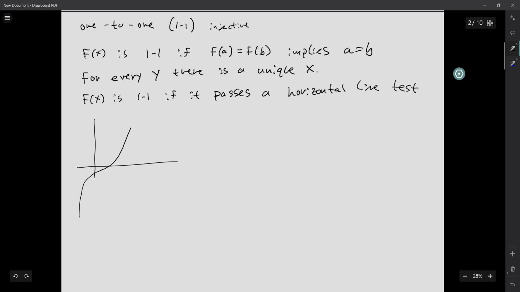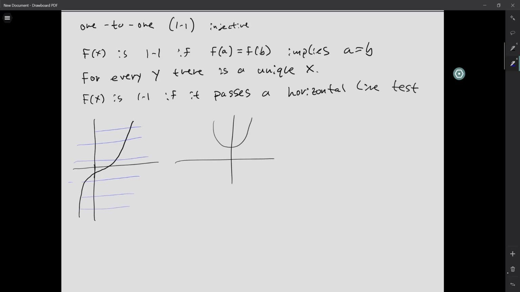Let's do this actually. So this is a function, it passes a vertical line test, but it's also 1 to 1 because it passes a horizontal line test. No matter which y value I pick, I'm only able to find one x value that associates with it. Compare this to one of our favorites, the parabola. This function is not 1 to 1 because for every y value, there's a left side and a right side that I can find x values for it.